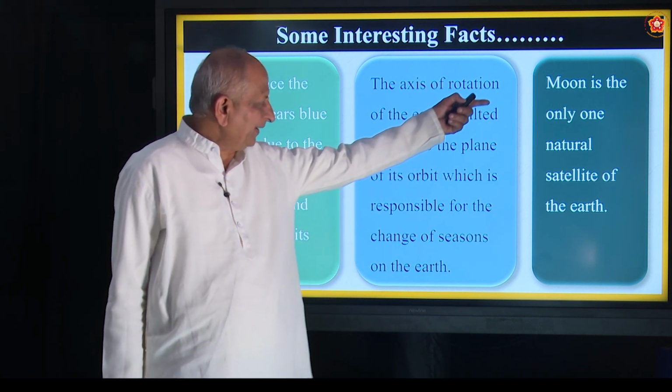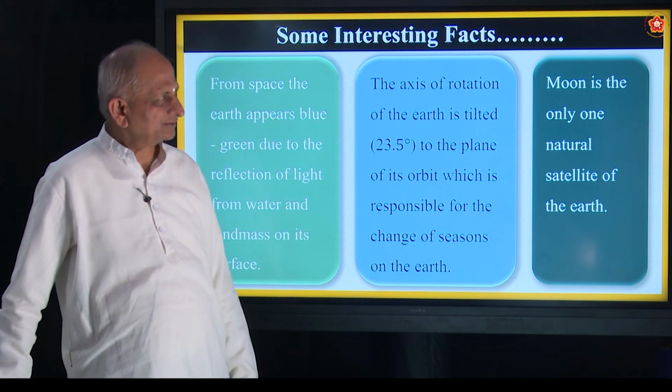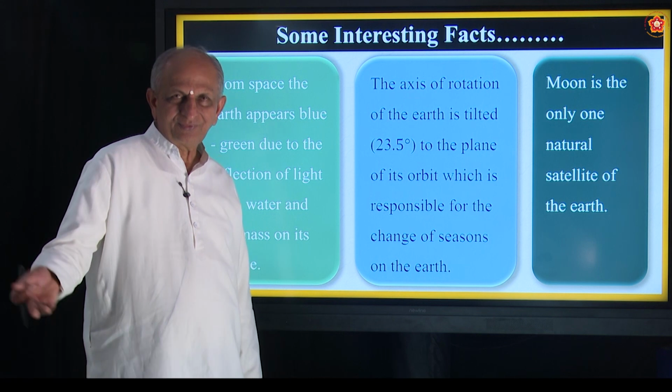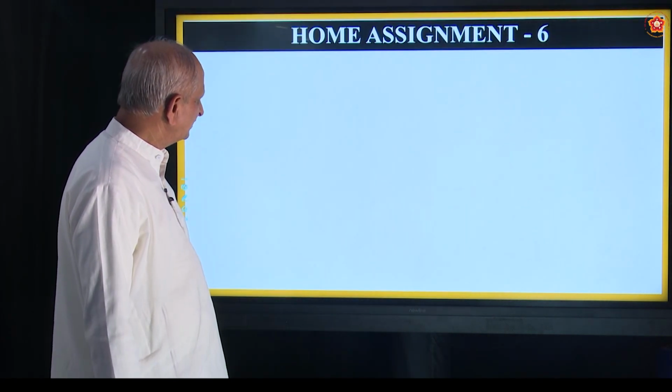And our famous moon is the natural satellite of the earth. What does it do? It goes around the earth, correct? So these are some interesting things about earth.